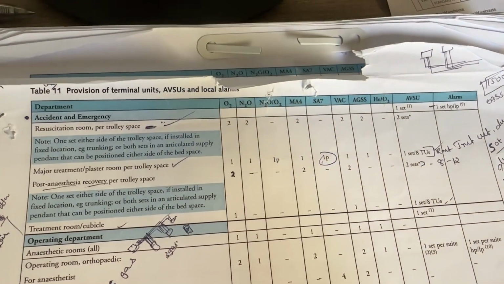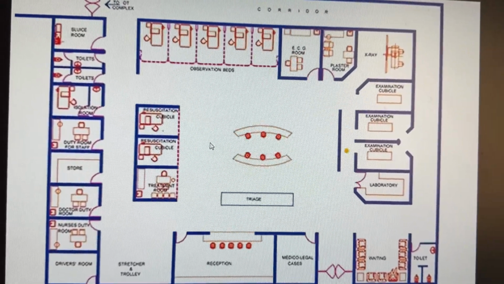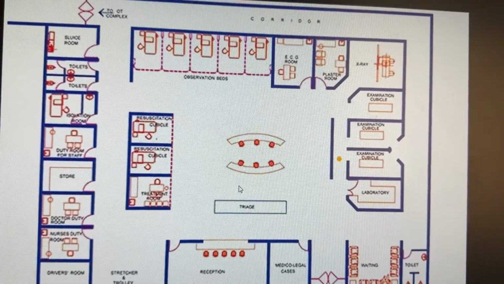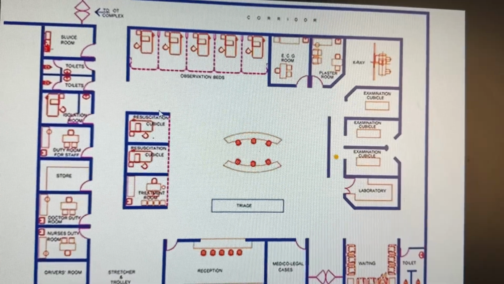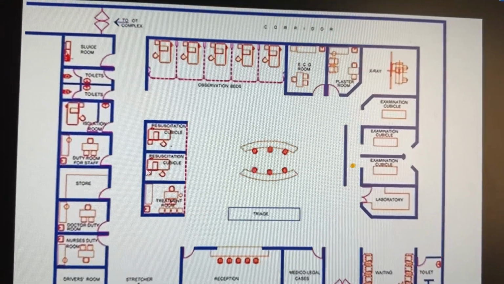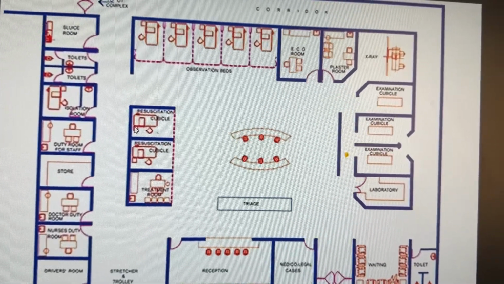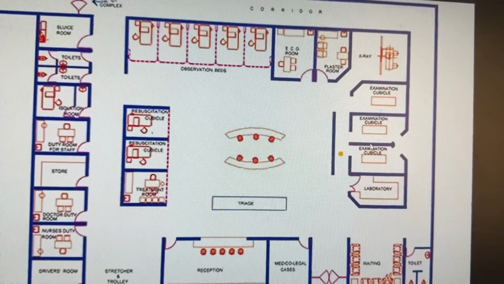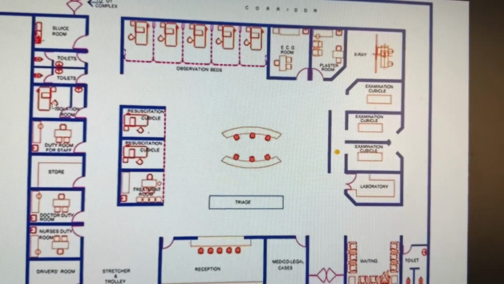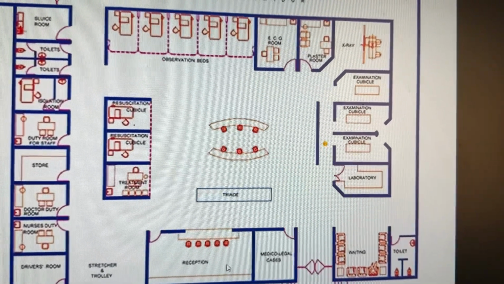I will show you one example of accident and emergency. These are the resuscitation rooms, and this is the nurse station. We give AVSU here, one here and 2 here. Then we take one left side outlet and one right side outlet, like that. This is the examination room, where we give 2 gases. Observation we give 2 gases. This is the isolation room, where we give 3 gases. And this is the medical gas storeroom.